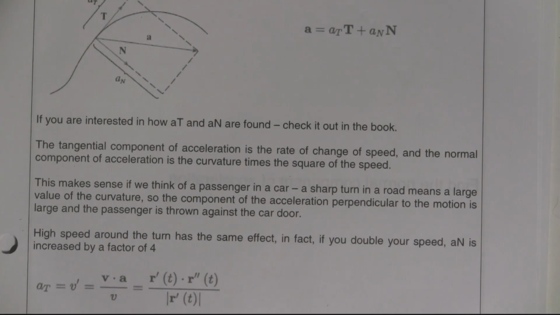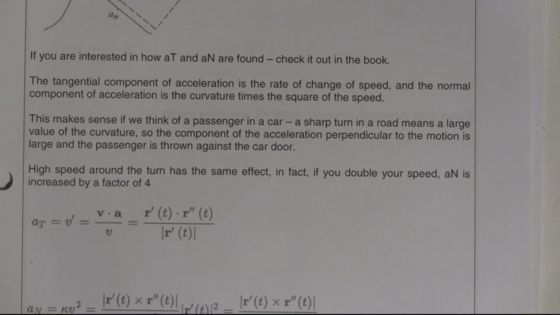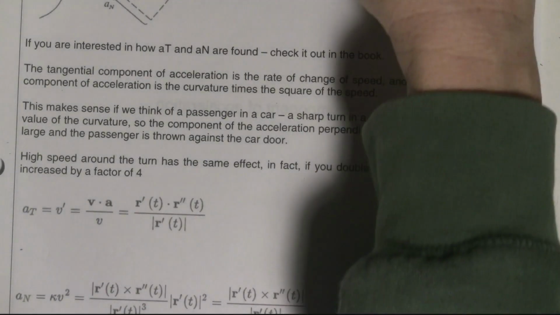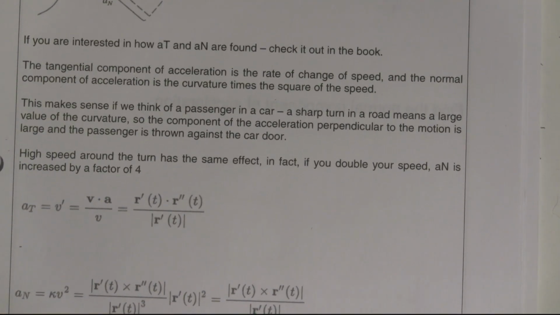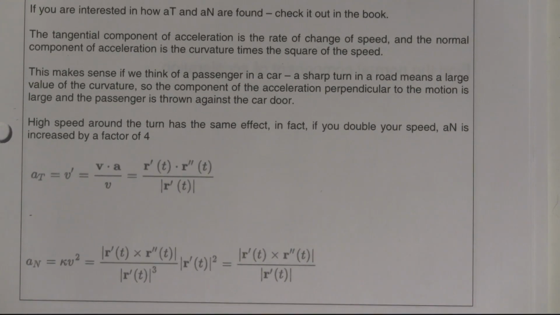And in fact, if you double your speed, AN is increased by a factor of 4. So if you go around a curve way faster, doubling your speed from the previous time you did it, then the acceleration towards the door, perpendicular, is times 4. So anyway, that's kind of the story there.